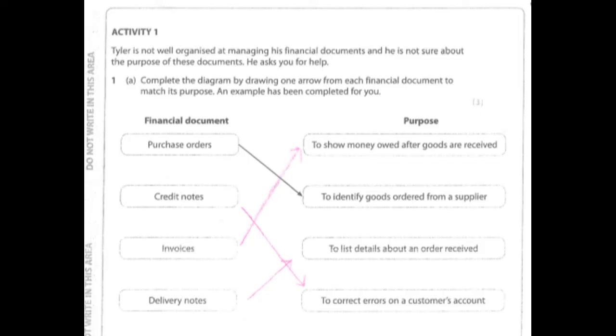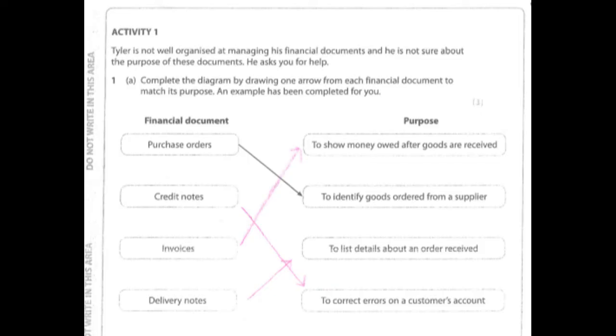Now the credit note is the next one. Now what I would personally advise you do in this sort of question is do the ones that you know first. So if you're not sure on the credit note, maybe look for the invoice, because you're probably well aware that an invoice is actually asking you to make a payment. So look down the list and work out which one is going to say where you want to make a payment.